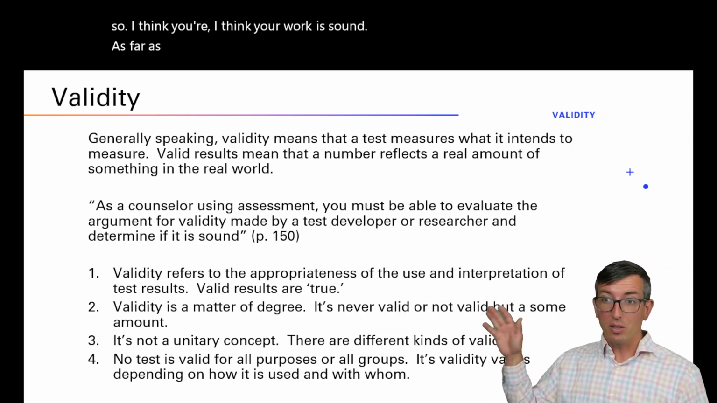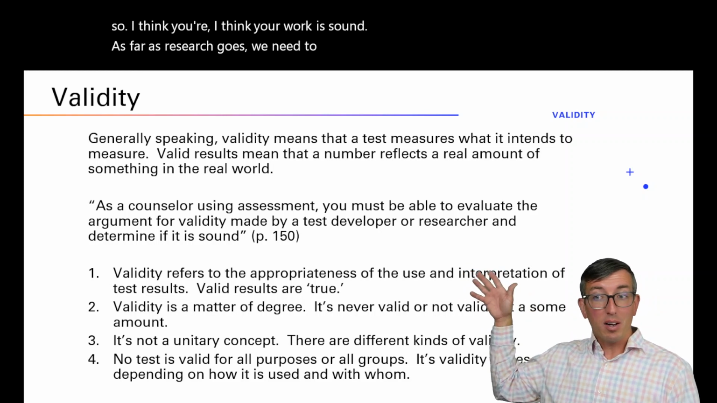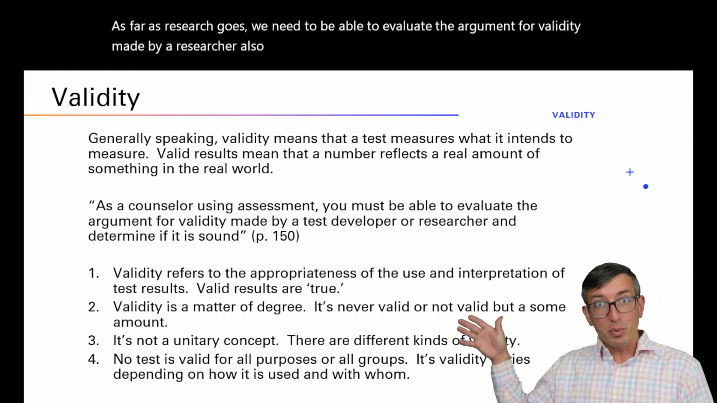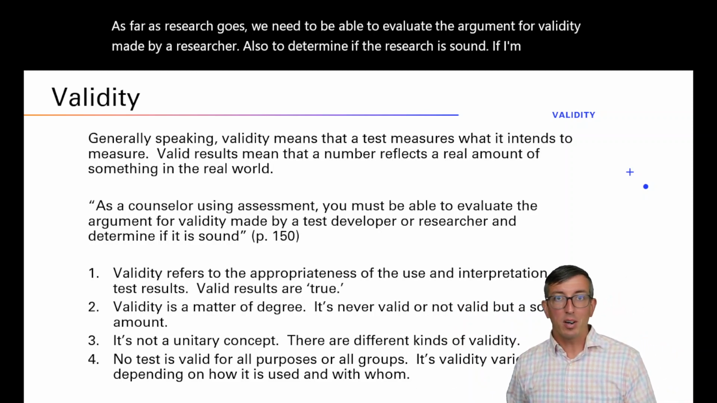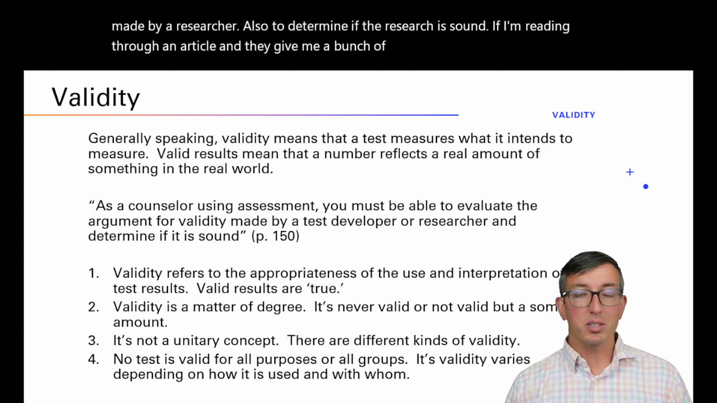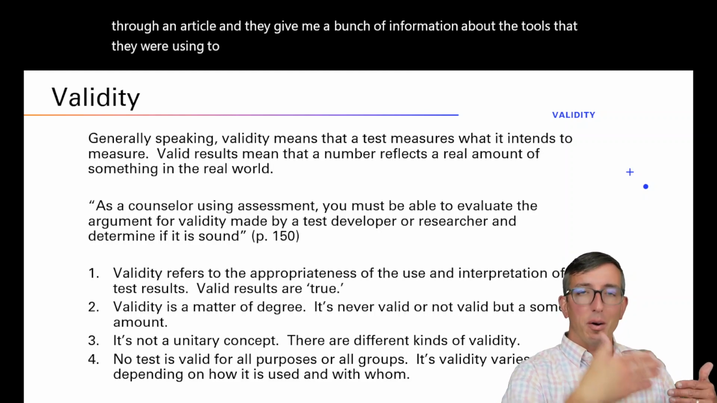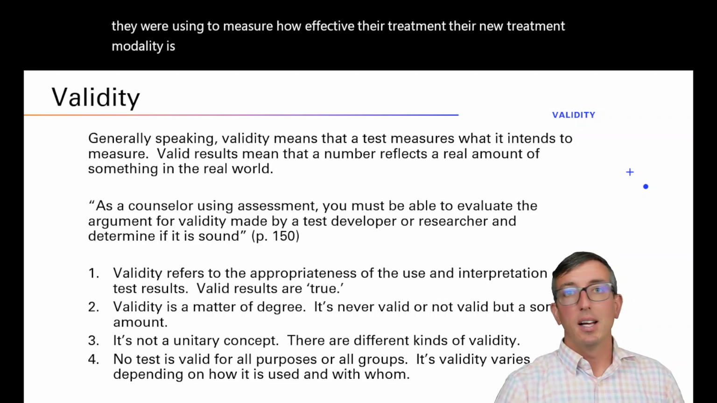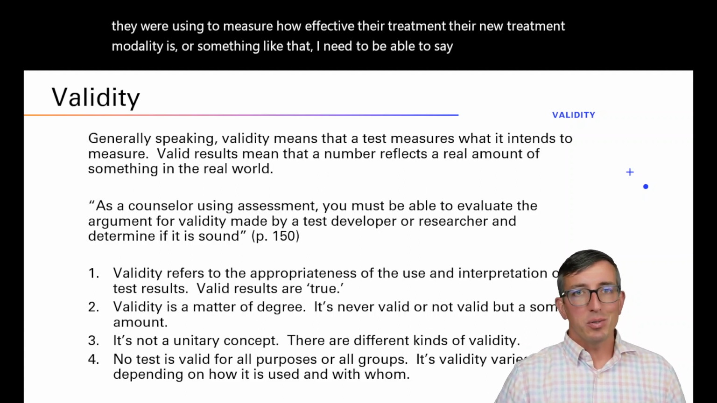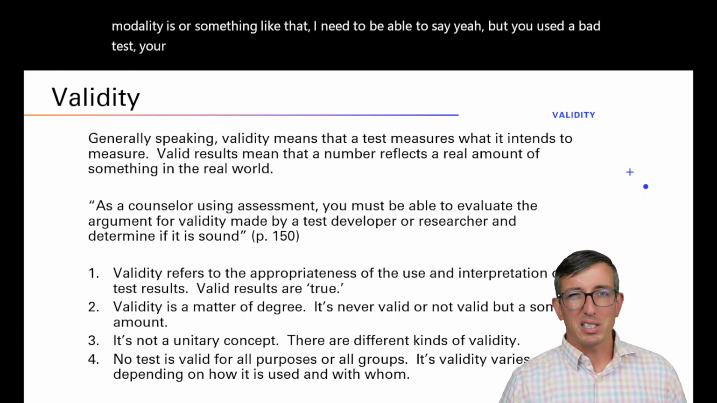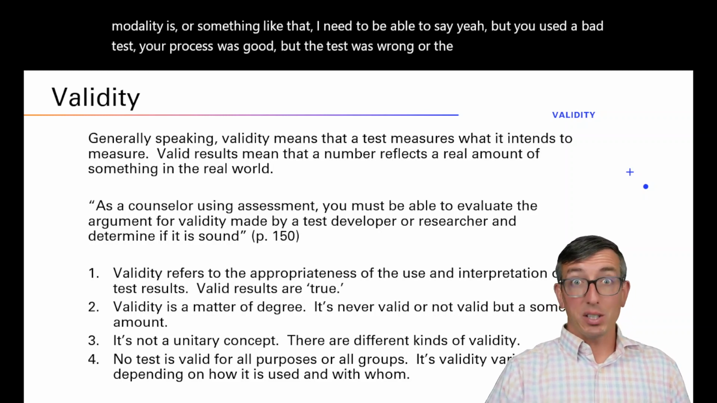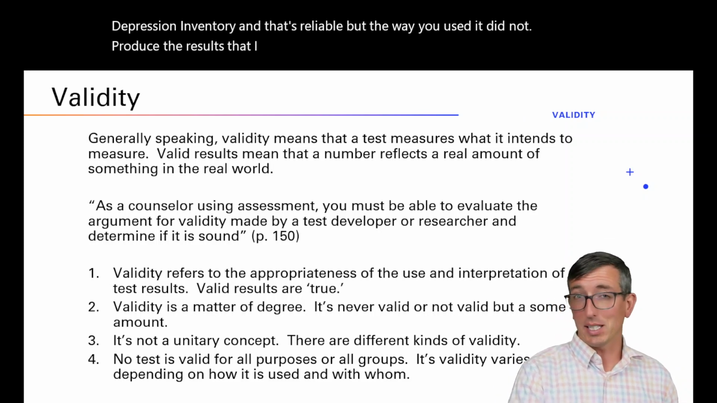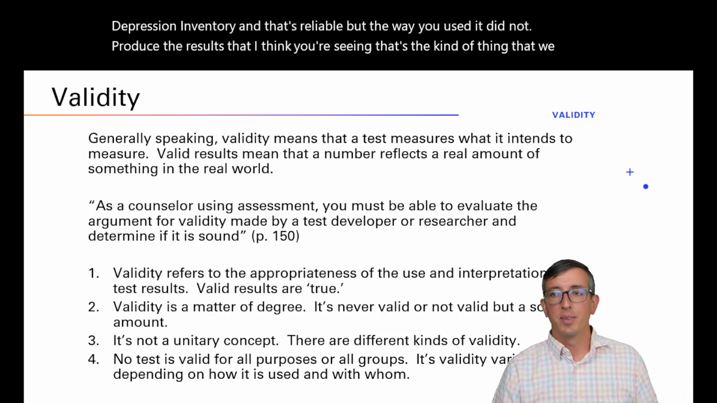As far as research goes, we need to be able to evaluate the argument for validity made by a researcher, also to determine if the research is sound. If I'm reading through an article and they give me a bunch of information about the tools they were using to measure how effective their new treatment modality is, I need to be able to say, yeah, but you used a bad test. Your process was good, but the test was wrong. Or you used the Beck Depression Inventory and that's reliable, but the way you used it did not produce the results that I think you're seeing. That's the kind of thing that we can do, okay?